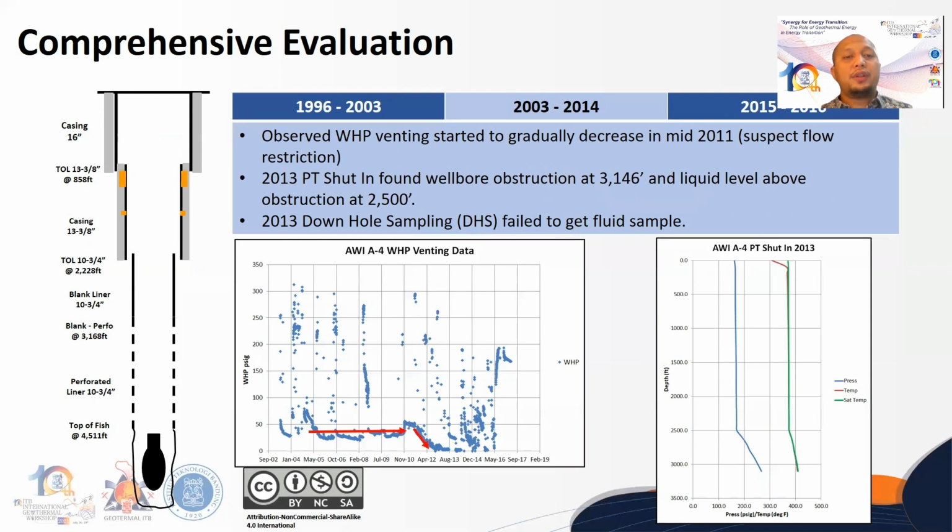We also observed the history of wellhead pressure of AWI-4 during the venting operation, and we observed that the wellhead pressure gradually decreased in mid-2011, suspected due to flow restriction inside the wellbore. We tried to investigate by conducting the PT shut in 2013, and we observed wellbore obstruction at depth 3,146 feet, and also liquid level above this obstruction at depth 2,500 feet. We continued with the downhole sampling survey in 2013, but we failed to get a sample of fluid.